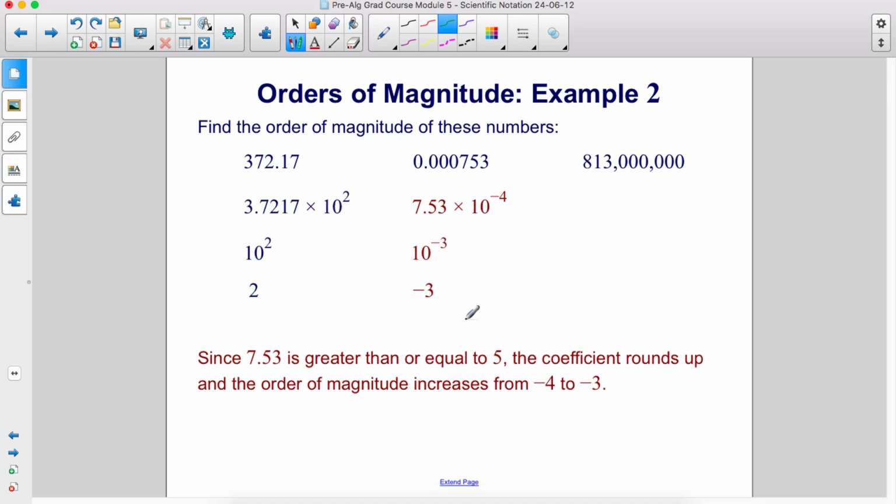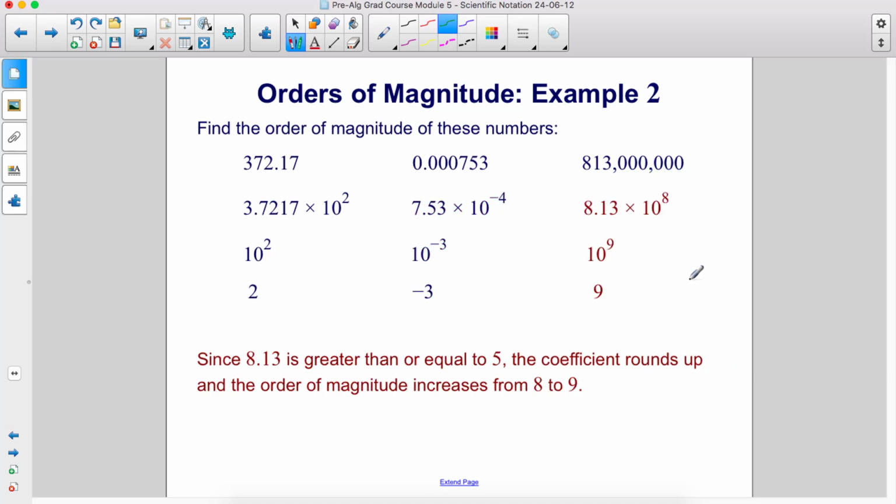So just keep in mind, 7.53 is greater than 5. So this is going to round up. The order of magnitude increases from negative 4 to negative 3. It does not become negative 5 because that's smaller. All right, here's our decimal. We're going to move it 1, 2, 3, 4, 5, 6, 7, 8. 8.13 times 10 to the 8th. 8 is greater than 5, so we're going to get rid of this, round it up. The answer is 9. And there you have it, all the answers.